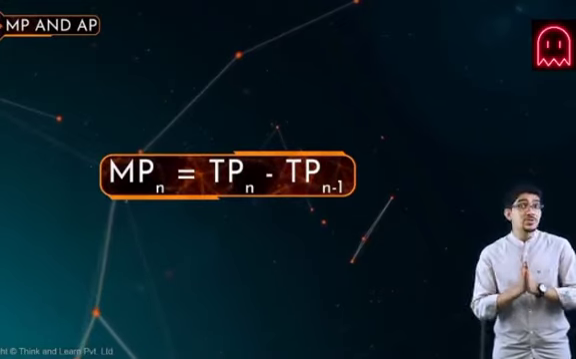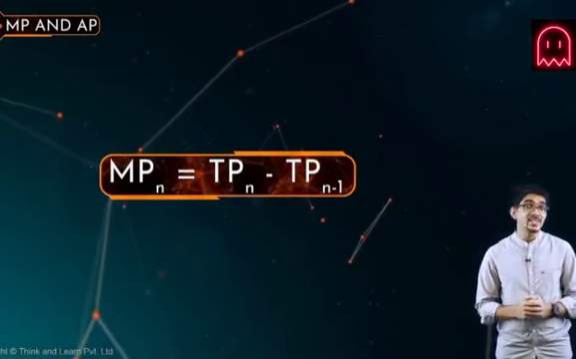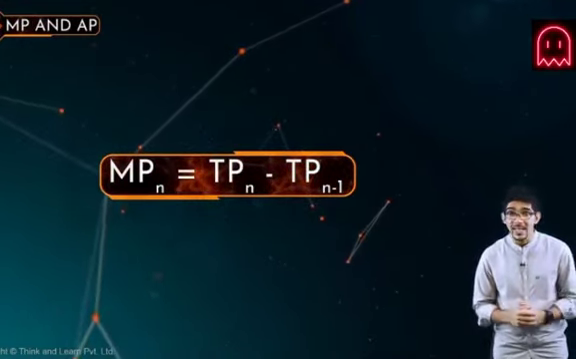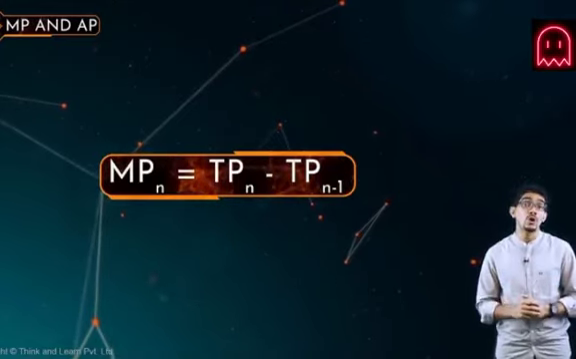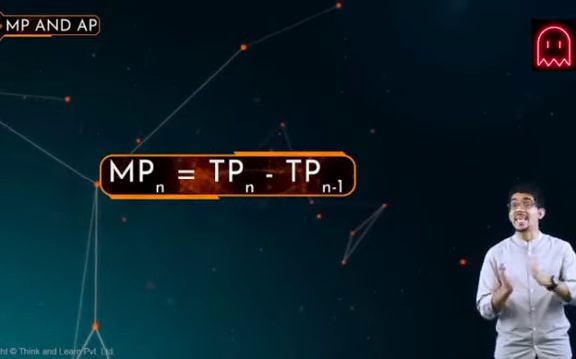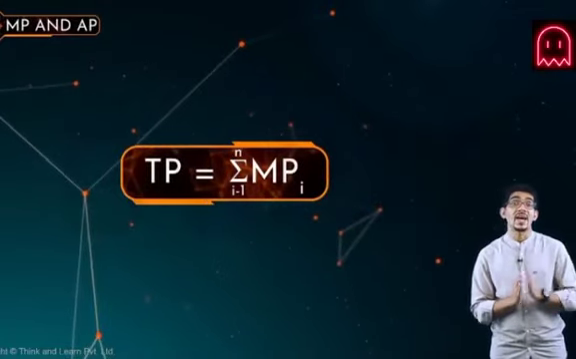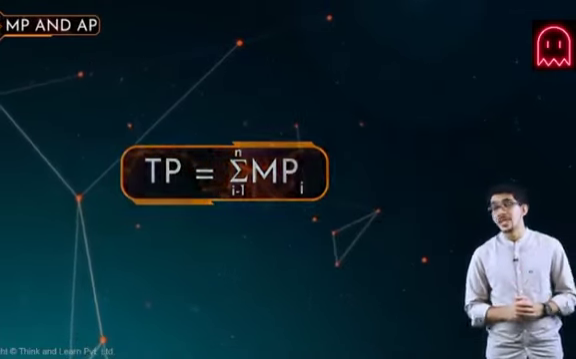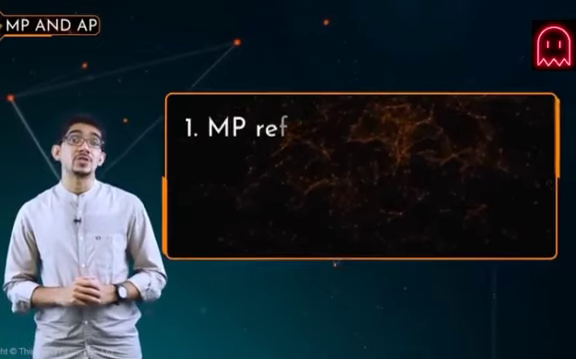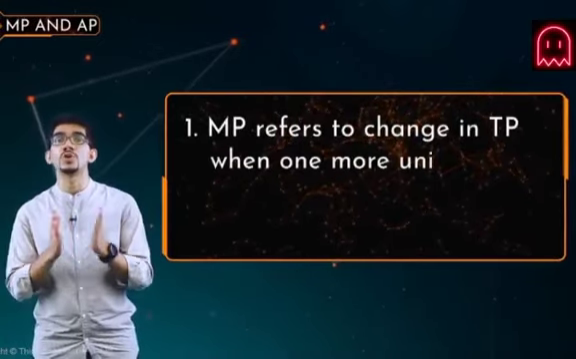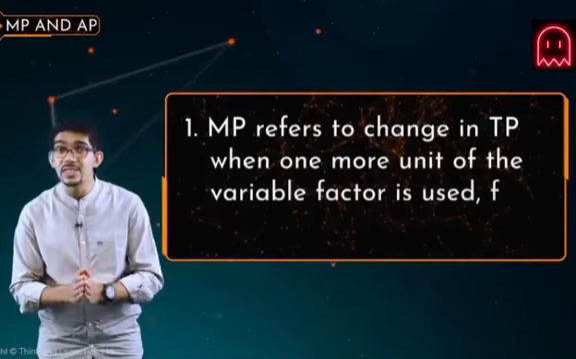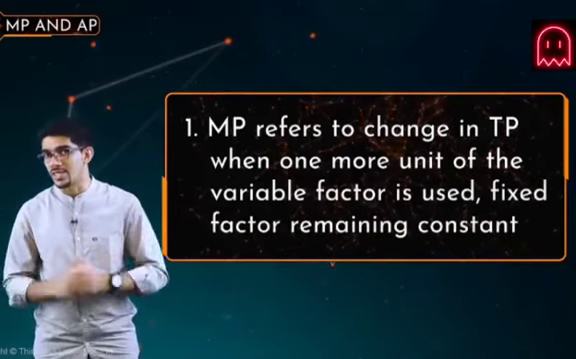If you have understood the technique of estimating MP like this, you should be able to understand the fact that by adding up MP of all units of a variable factor, we again get TP. So TP is sigma MPi, where i goes from 1 to n. So to sum up, MP refers to change in TP when one more unit of the variable factor is used, the fixed factors remaining constant.